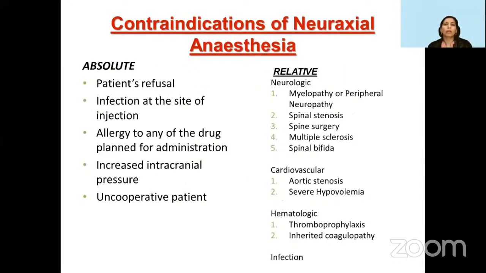Important contraindications: the absolute contraindications are few, which include patient refusal, infection at the site of injection, any allergy to the drug to be administered, raised ICT, and uncooperative patients. Whereas there are various relative contraindications, which can be individualized depending upon the severity of disease in the patient.